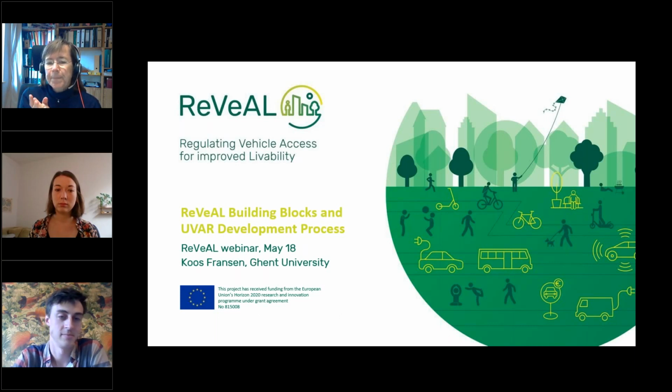ReVeAL is supporting 6 pilot cities, developing good practice UVARs, and in the process also producing and validating a development process and support toolkit, so it can help cities after our project develop their own good practice UVARs. Today, we've got Koos from Ghent giving an introduction and an explanation about our methods, illustrated by the 2 examples of Bielefeld by Lisa Marie and Jerusalem by Limard Levy.